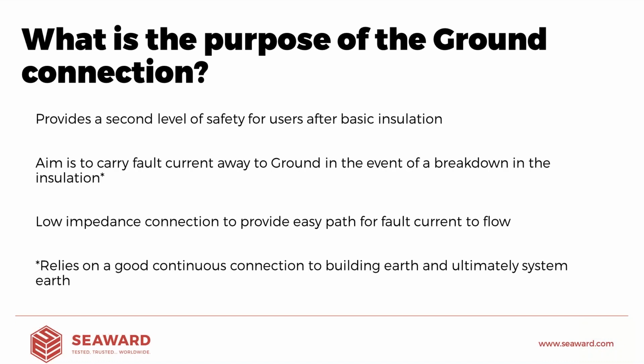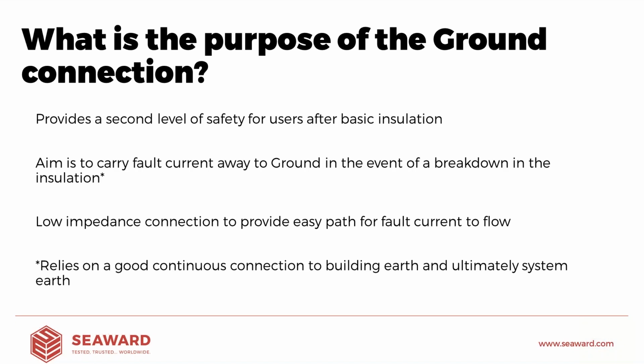So the obvious aim of the Earth connection is to carry fault current away to ground. In the event that the insulation does break down, current will flow onto the chassis of the product. What we want is for that chassis to be connected to ground. Current flows away down through the ground cable, back down through the building earth, and away to ground safely, keeping the operators nice and safe.